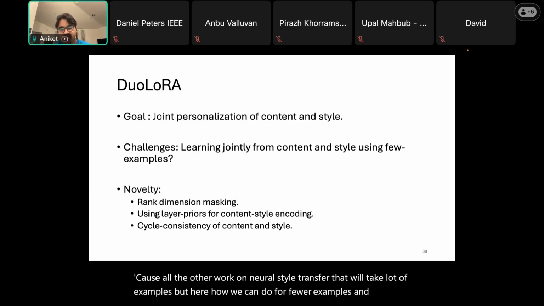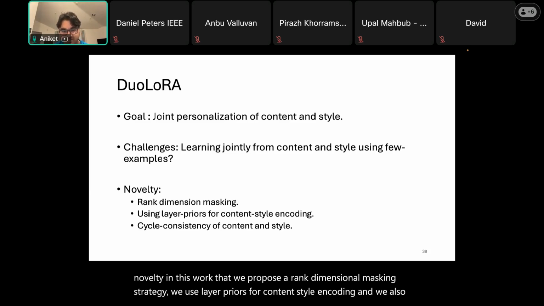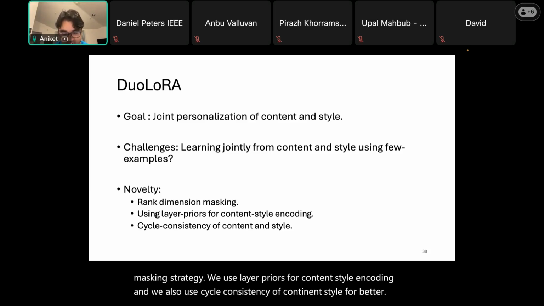The key novelty in this work is that we propose a rank dimensional masking strategy. We use layer priors for content and style encoding, and we also use cycle consistency of content and style for better image generation.